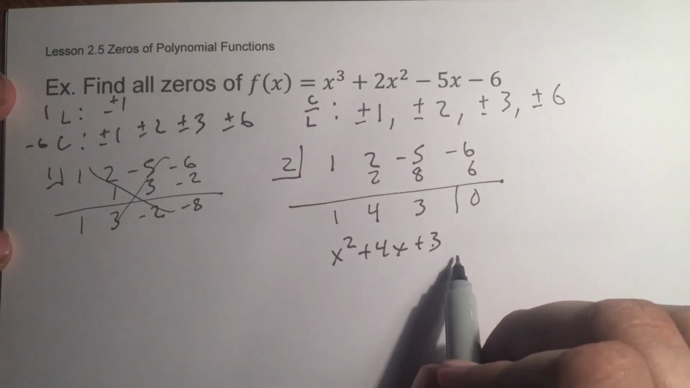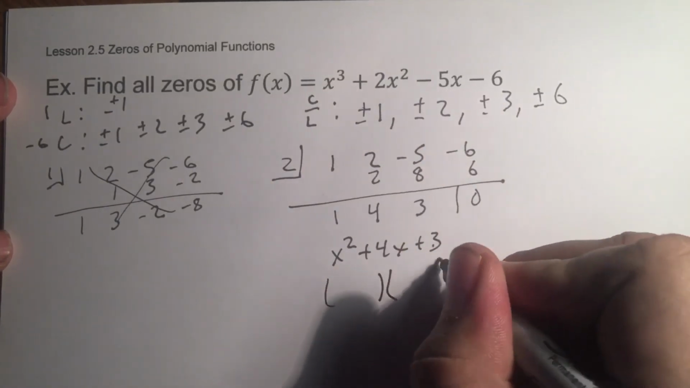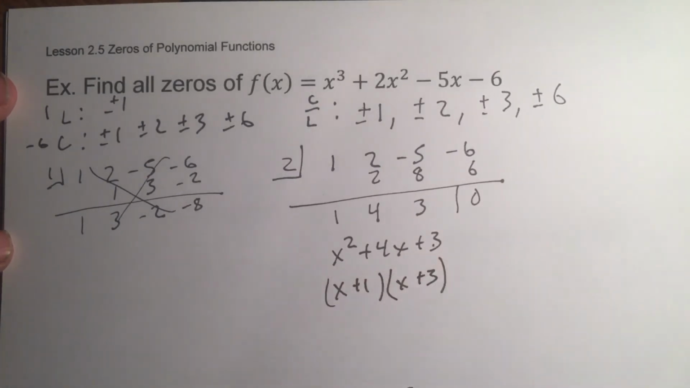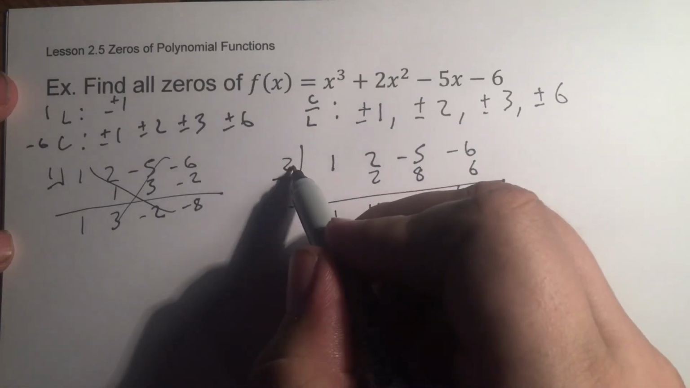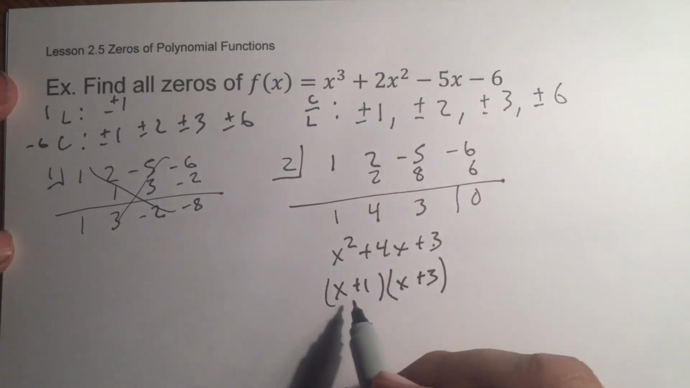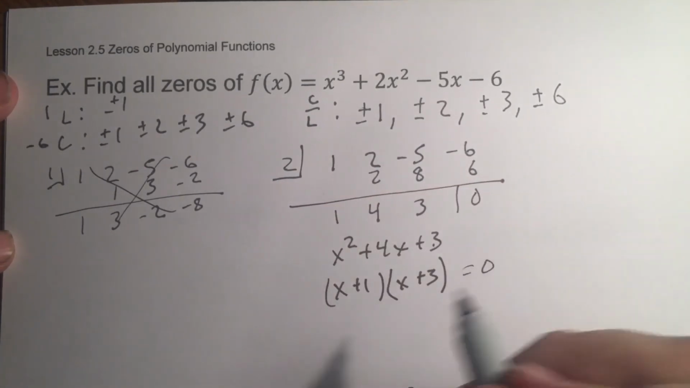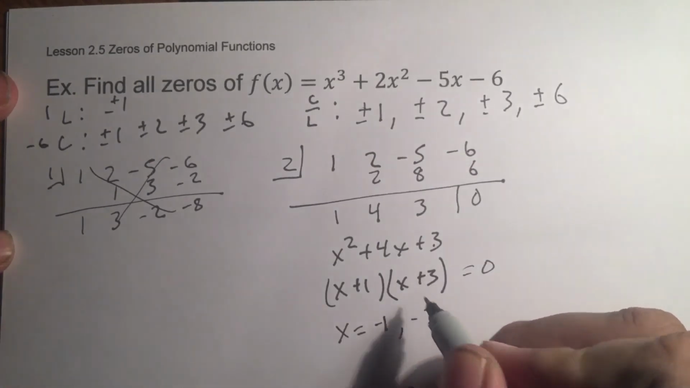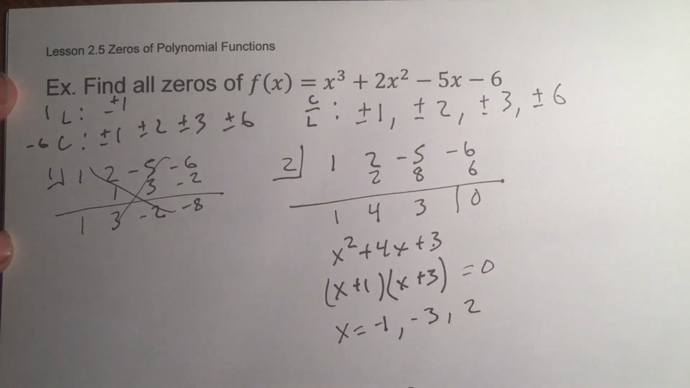But obviously, if you get it to where we can factor it, like this one's going to go x plus 1, x plus 3. So we know 2 is already one of them. Here, if we set this equal to 0, we would get x equals -1, -3, and then 2 is our other one. So we'd have our 3 zeros then.